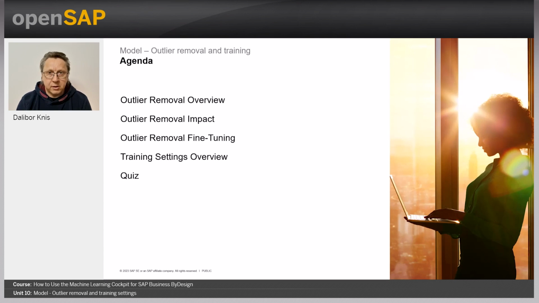We will discuss the impact of long-tail fields and options for how to deal with them. In the second part of the unit, we will use the resulting dataset for actual model training. So let's start with outlier removal.